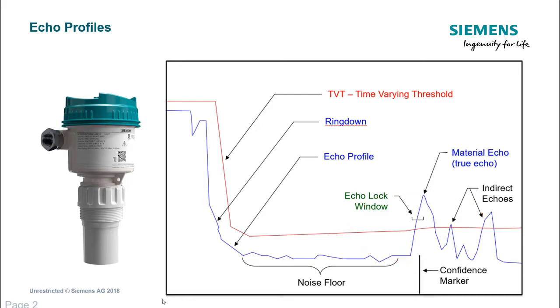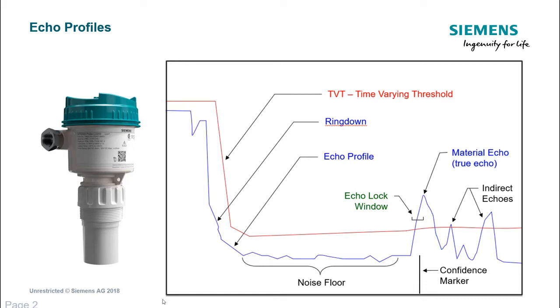Once we've locked onto that, there's some sort of window, and again, Siemens call that the echo lock window, but that's there to ensure that if all of a sudden you get an echo 2 meters in front of that, it doesn't jump to that echo straight away. So if you've got a fill-in level, it should fill up gradually, and the window will track that change. So that's what we have, and then you can see this red line.